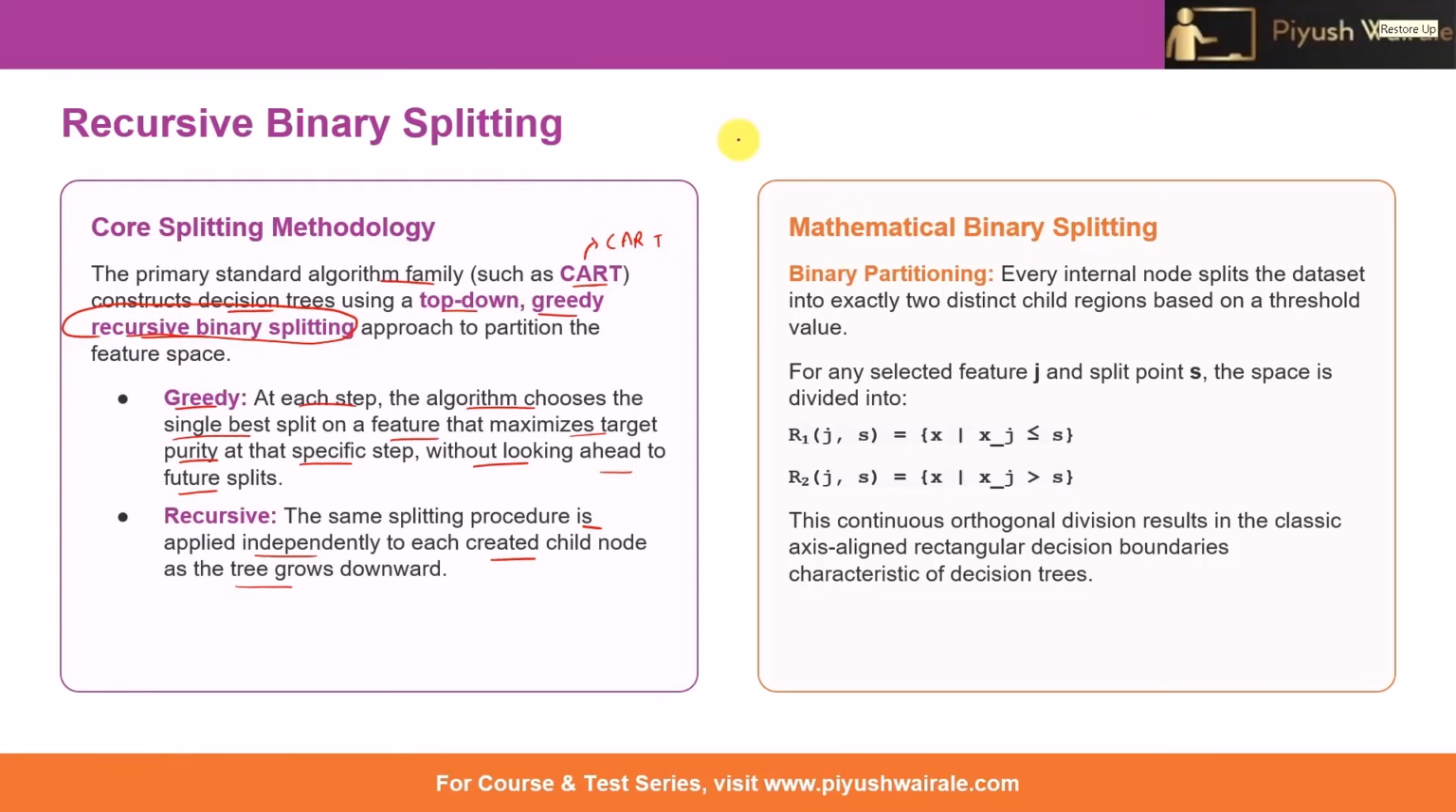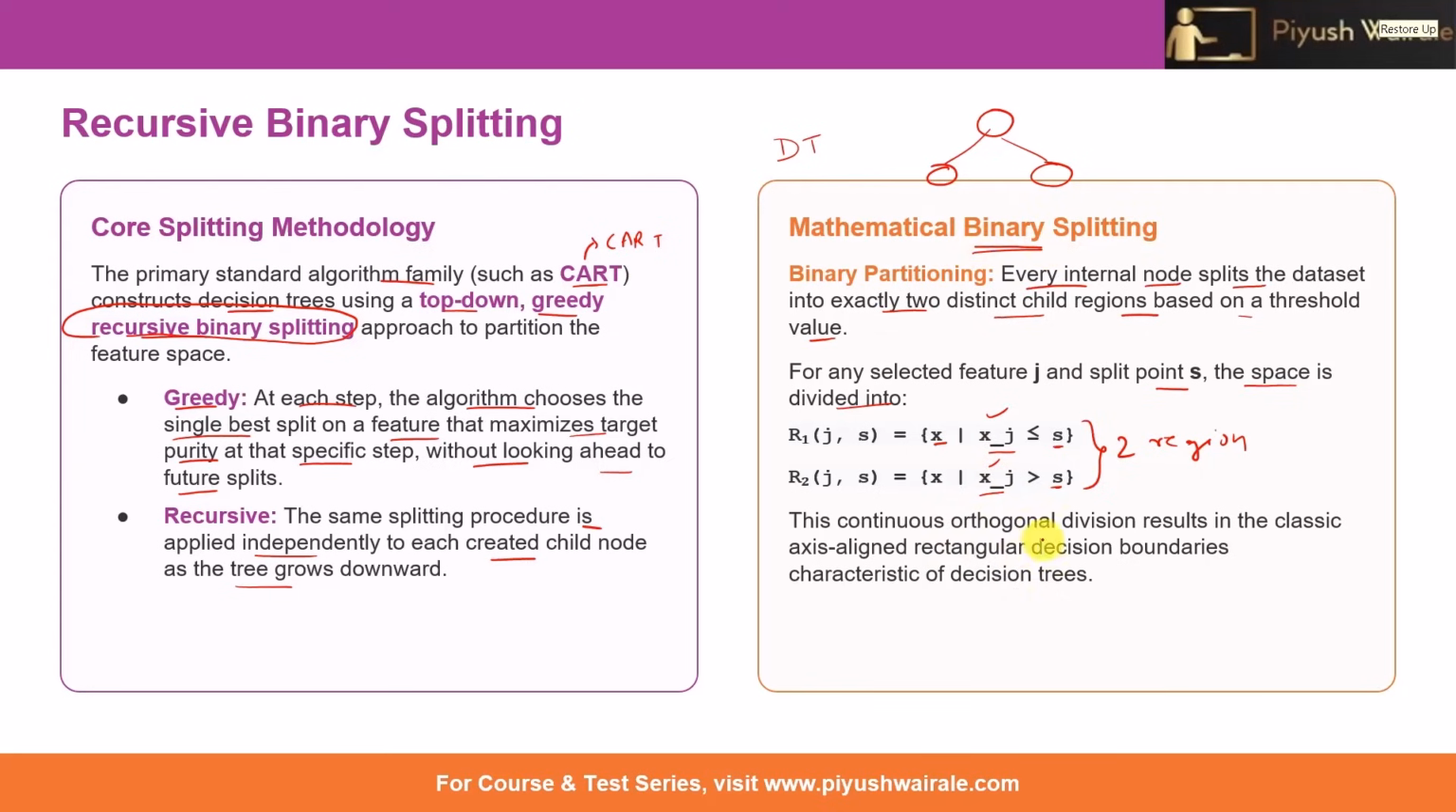Then mathematical binary splitting. Every internal node splits the dataset into exactly two distinct child regions based on a threshold value. So in a decision tree, we try to define criteria such that it will divide the dataset further into two regions again. For any selected feature, the space is divided into x_j less than this threshold, and x_j greater than this threshold. So basically we're dividing the dataset into two regions. On every node we try to divide our dataset in two regions, and that's why it is binary.